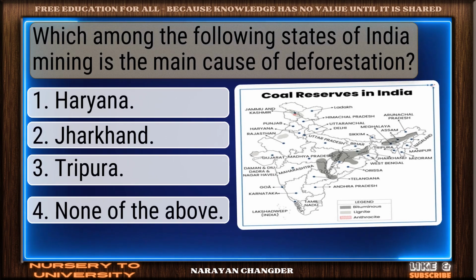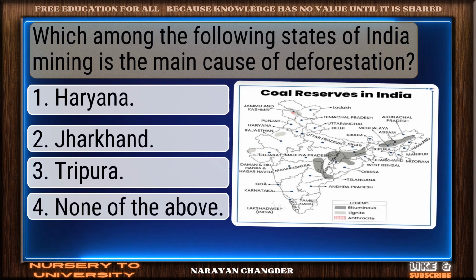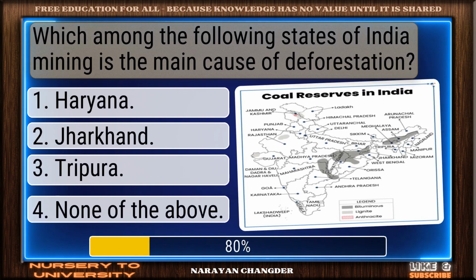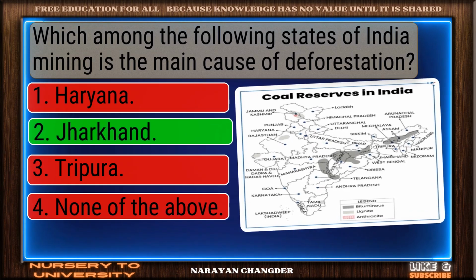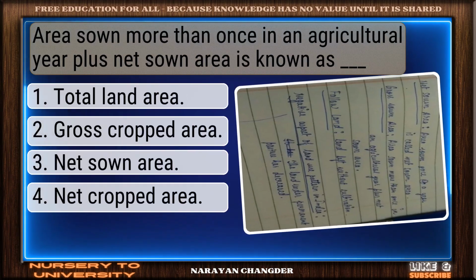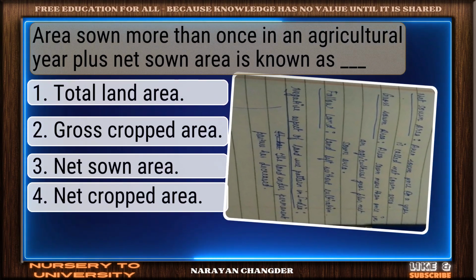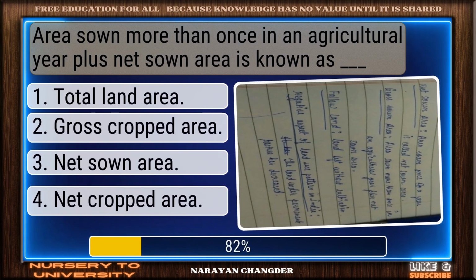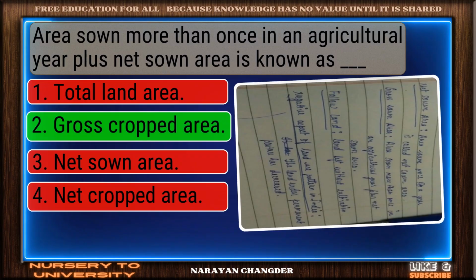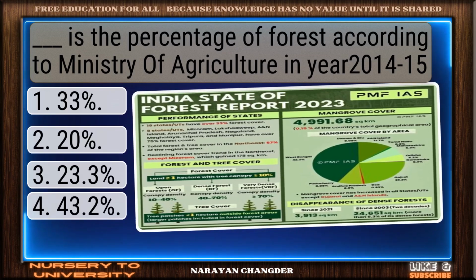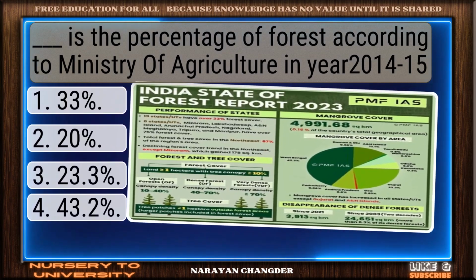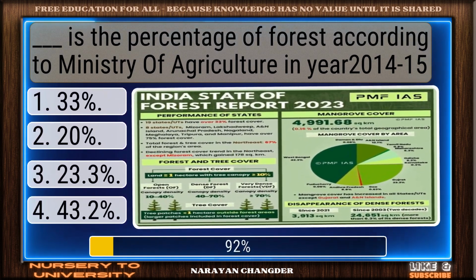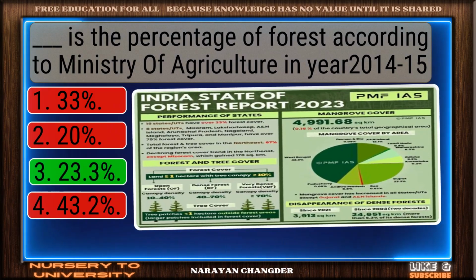Which among the following states of India? Mining is the main cause of deforestation. Perfect. Jharkhand is the one. Area sown more than once in an agricultural year, plus net sown area, is known as dash. On track. Gross cropped area is correct. Dash is the percentage of forest according to the Ministry of Agriculture in year 2014-15. Good thinking. 23% is right.